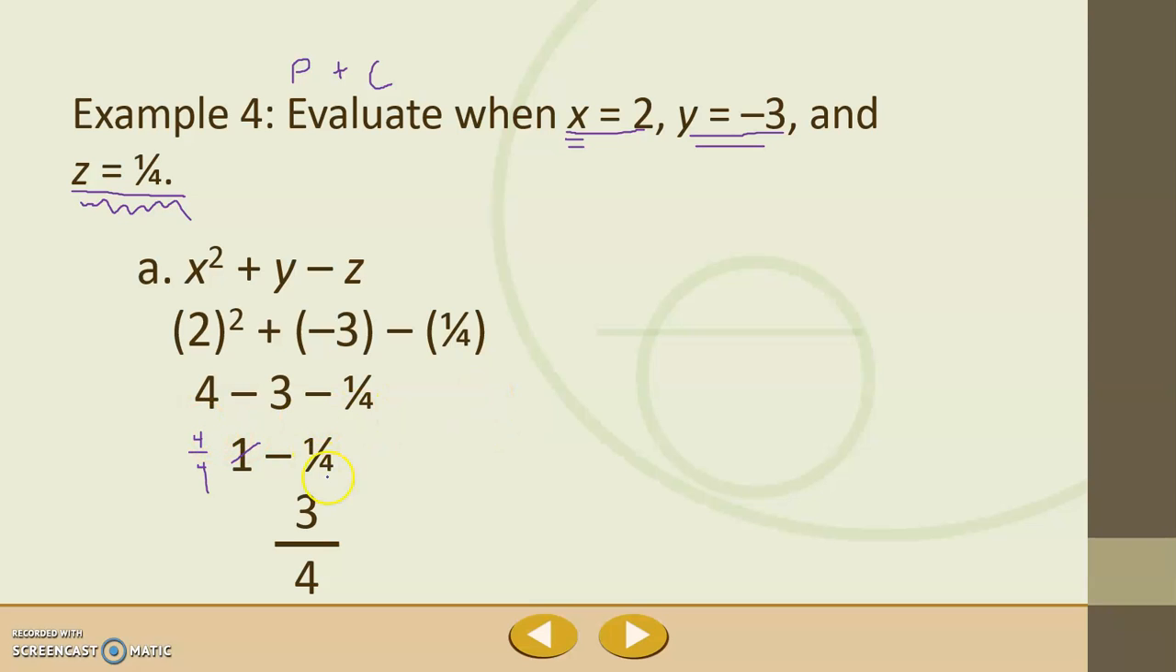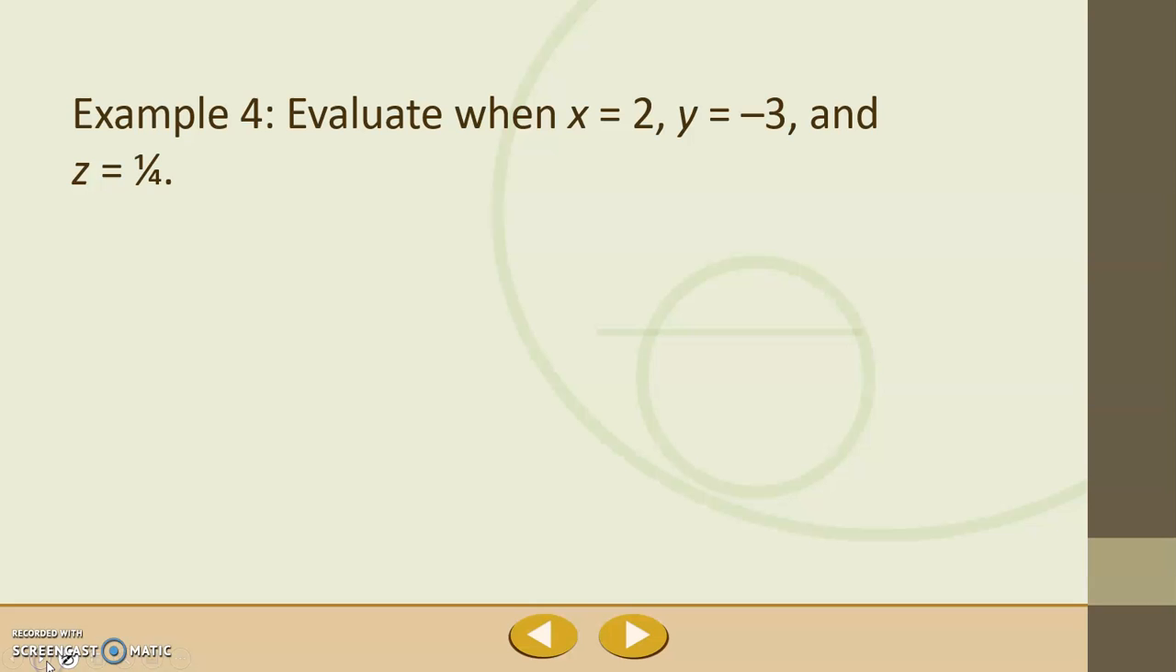When we're adding and subtracting fractions, we're really only looking at the numerator. The bottom number, our denominator, stays the same. It tells us the size of our fractional pieces. The size of the pieces doesn't change. How many pieces, this top number, is what changes. So we're left with 3/4.